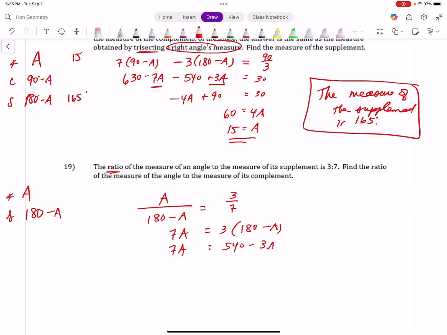540 minus 3a, we'll add 3a to both sides. Divide both sides by 10. So the angle's measure is 54 degrees.